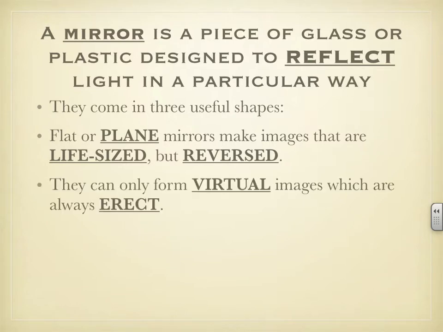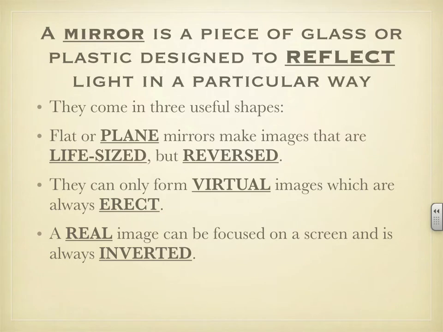Anyway, a plane mirror can only form a virtual image, and a virtual image is always erect. A virtual image is an image that you can only see if you look into the mirror or into the lens. You can't see it reflected on the wall or something like that. Erect means upright. So you walk in an erect fashion. You don't crawl like a dog.